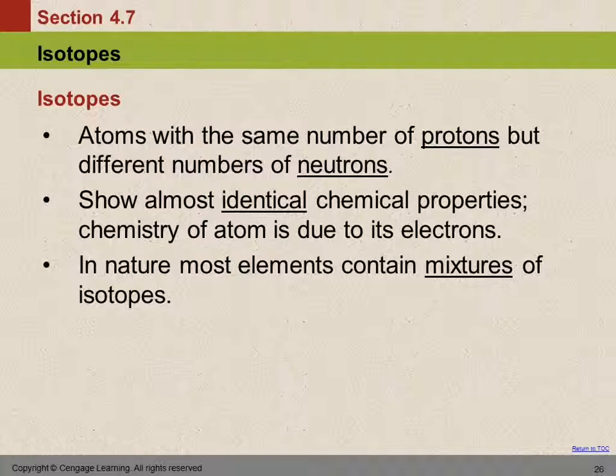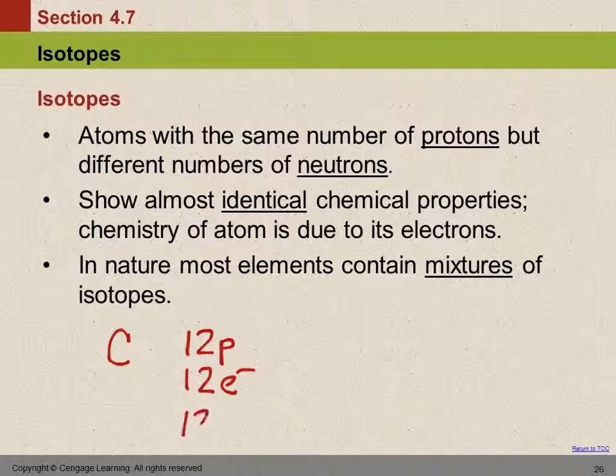So you could have an atom of carbon that has 12 protons and 12 electrons and 12 neutrons. Or you could have one that has 12 protons, 12 electrons, and 14 neutrons. The neutrons do not have a charge, and so they're not going to affect the number of electrons. If you change the number of protons, then you have to change the number of electrons. Chemical behavior arises from the electrons.